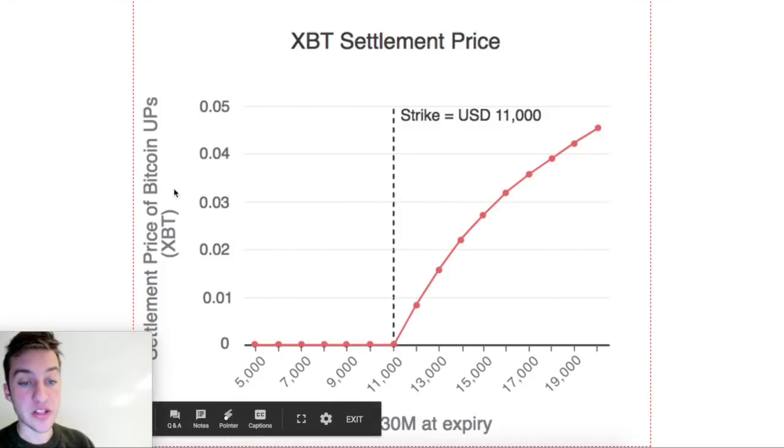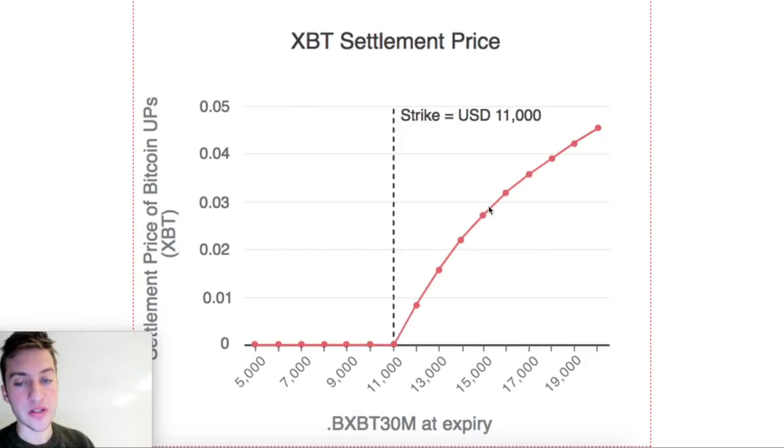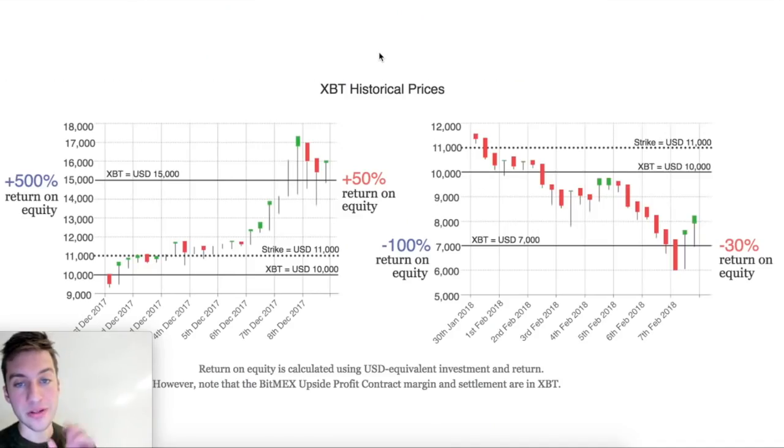Because you paid that much for the contract, you would need price to go above 15K for you to make any money on the break even. So the odds are low. And then here is a different kind of example that you can pause the video and look at if you want to know more about it.